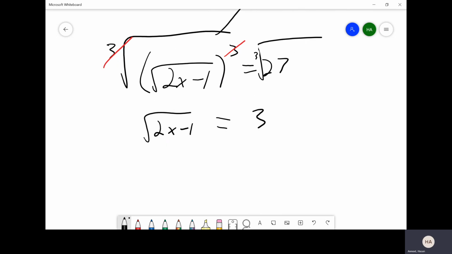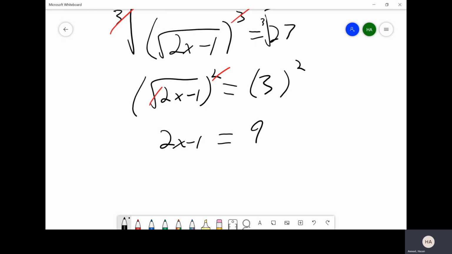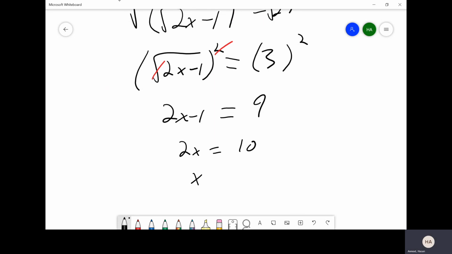So squaring both sides, you're going to get 2x minus 1, and I'll even write it, squaring both sides. And we know that this is going to cancel with our square root. So we just have 2x minus 1, and then 3 squared is going to be 9. Cool. And we can solve this, adding 1 to both sides and then dividing by 2. So we have 2x, we added 1 to both sides, and then dividing by 2, x is equal to 5. Hooray! We solved it, right?